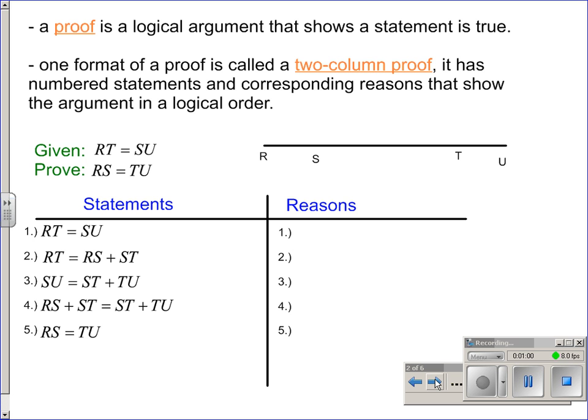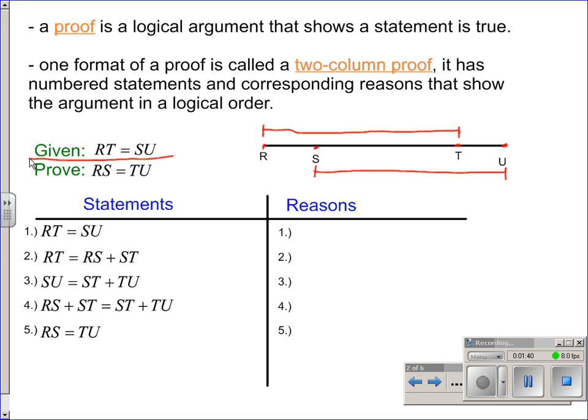But when you're doing these proofs, what you want to do is look at your picture, go to your given information, and just see, do I think what I'm trying to prove is true? So we've got our points R, S, T, and U. We are told that RT is congruent to SU. So do I think that RS is equal to TU? Now, we've done something like this in class before, and the answer should be yes. RS is going to be equal to TU.